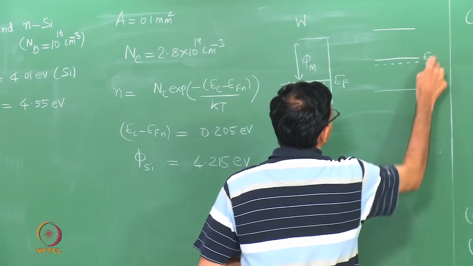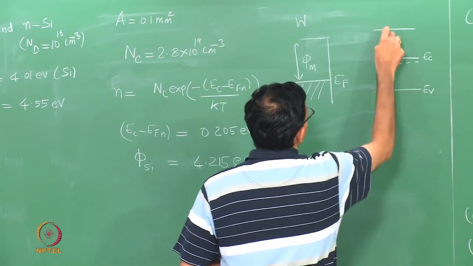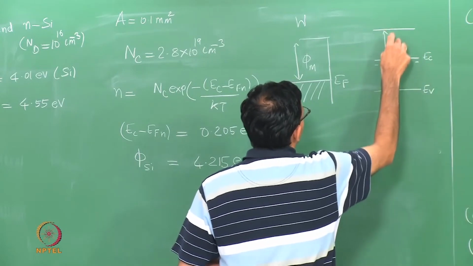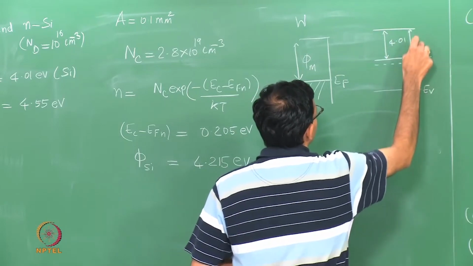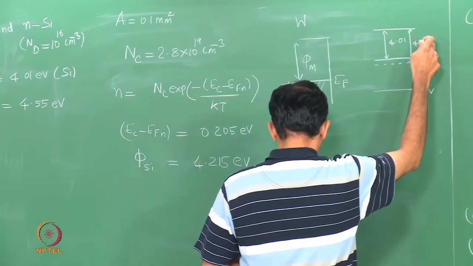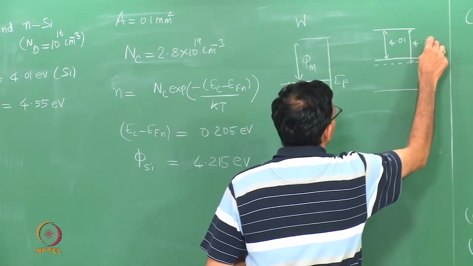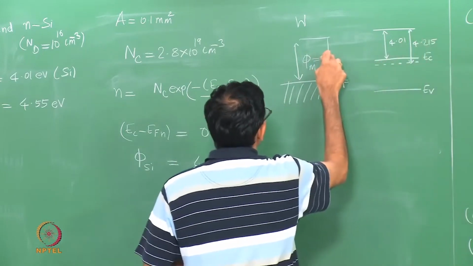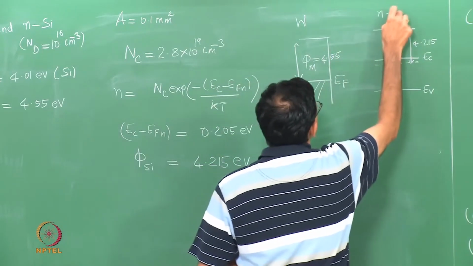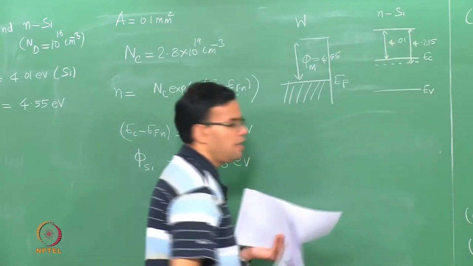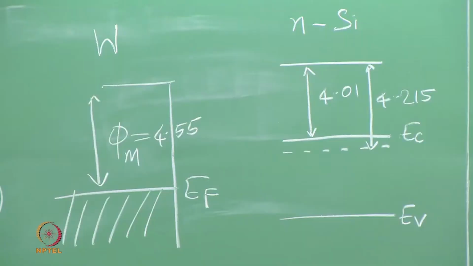So, EC, EV, this is 4.01, this whole thing is 4.215, and this is 4.55. So, again we have a case of a Schottky junction between tungsten and n-type silicon.